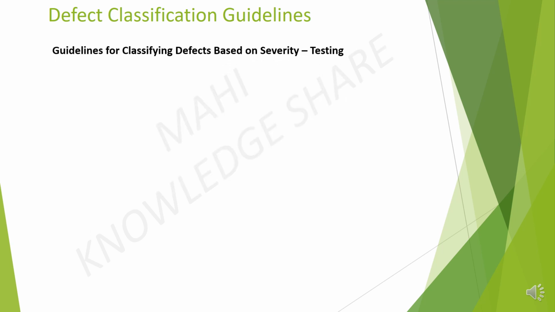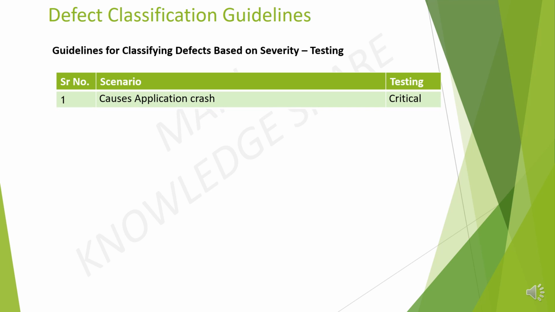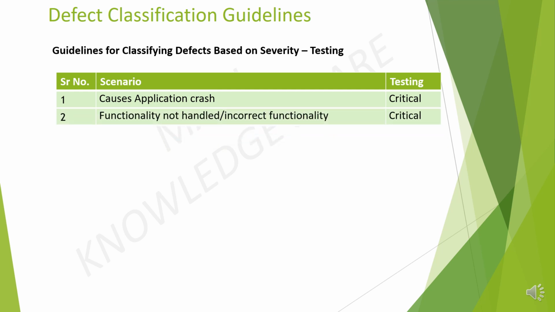Guidelines for classifying defects based on severity for testing related activities. Here we will explain using scenario related to testing versus severity rating. Scenario number 1, causes application crash. Severity is critical. Scenario 2, functionality not handled or incorrect functionality. Severity is critical. Scenario 3, expected result incorrect. Severity is critical.